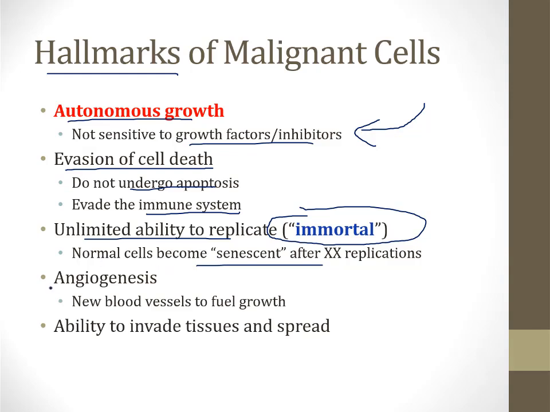The next hallmark is angiogenesis. If tumors could not develop new blood vessels, they wouldn't be able to grow. They would outstrip their blood supply. But all malignant cells have the ability to stimulate new blood vessel growth, and this is what allows them to get fuel to grow. And then finally, they must have the ability to invade tissues and spread. This is what makes malignancies malignancies.